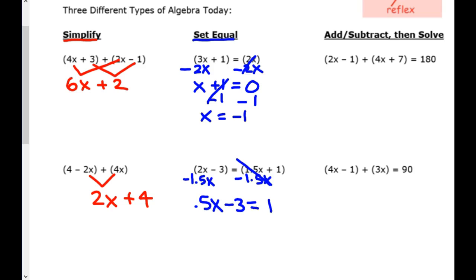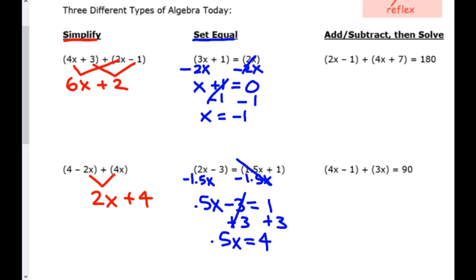I see two numbers. I know it's a two-step problem, so let me get rid of what first? The loner, which is a constant. How do I get rid of that loner? Minus 3? The opposite, plus 3. So 0.5x equals 4. We haven't seen a decimal in front of x yet. By the way, what do I call this thing in front of x?